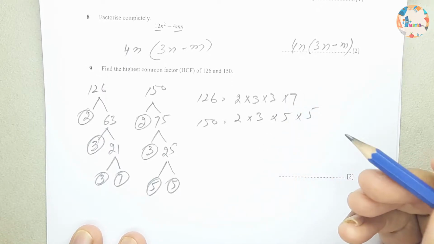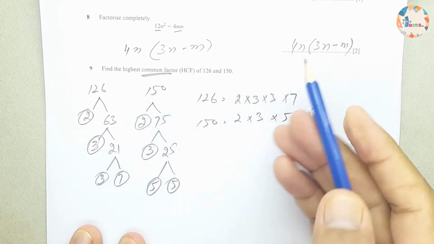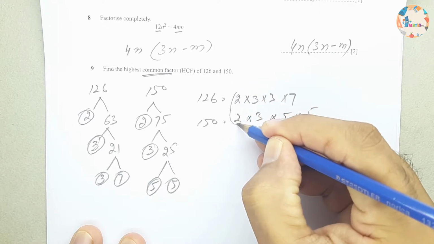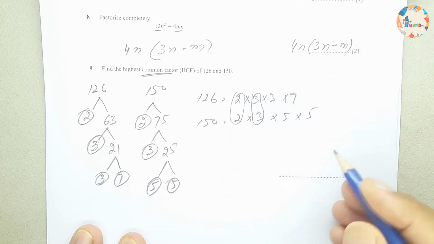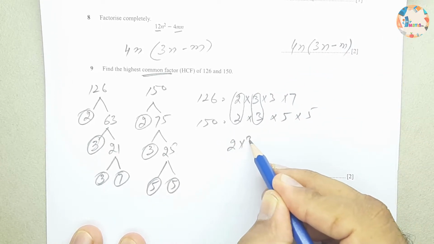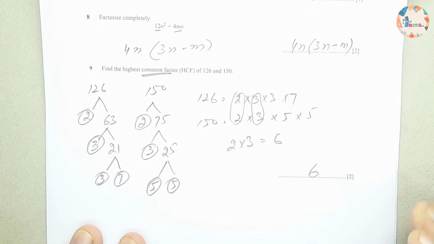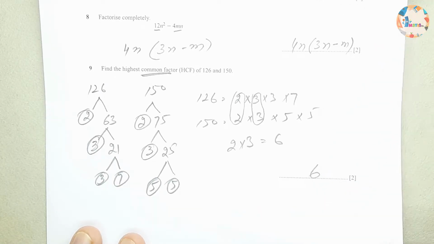Now we will have to check what is common in both. So this is common in both and this one is common in both. That's all. So we can write 2 into 3, which is equal to 6. So the answer will be 6.